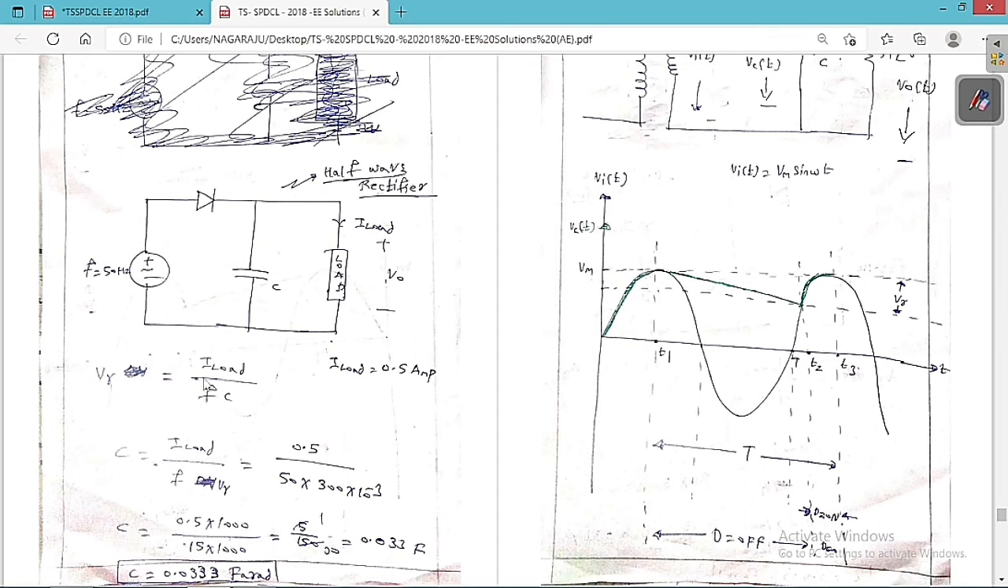This is the formula that you have to remember: the ripple voltage is equal to the average value of the load current divided by supply frequency into capacitance. We know each and every value except the capacitor. So C is equal to I load by VR into F. If you substitute all the values, I load is 0.5, F is 50 Hz, VR is 300 millivolt. If you solve this, we get the value of C, which is 0.0333 farad. So this is the formula we always have to remember: the ripple voltage is equal to the average value of the load current by supply frequency into capacitance.